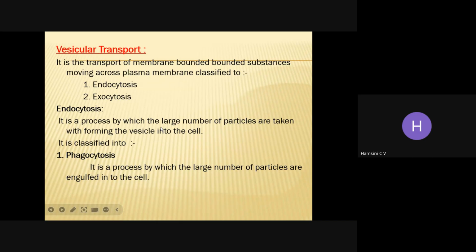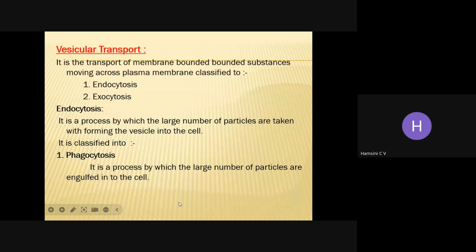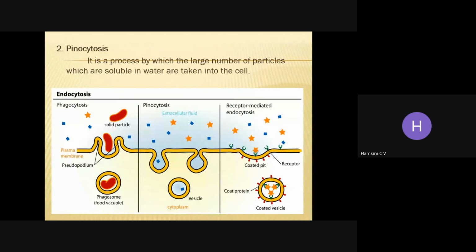So here, first one, phagocytosis. It is a process in which a large number of particles are engulfed in the cells. We call this process cell eating. A large substance is taken inside a cell, engulfing, capturing it like this inside. Can you see this? See here how this large solid particle is just swallowed by the cell vesicle. So this type we call phagocytosis.